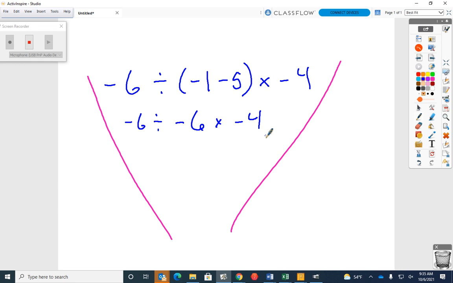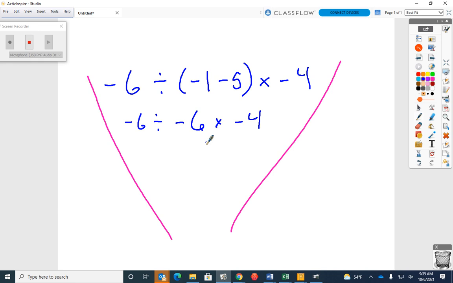Does everybody understand what we did there? We dealt with the parentheses. Do I have any exponents? No. So I've dealt with the first two, the P and the E. Now I'm looking for MD. Do I have any multiplication or division? And I have both of them. Does it matter which one I do first? I have to do the first one I see from left to right. So can I do negative 6 divided by negative 6? Yeah.